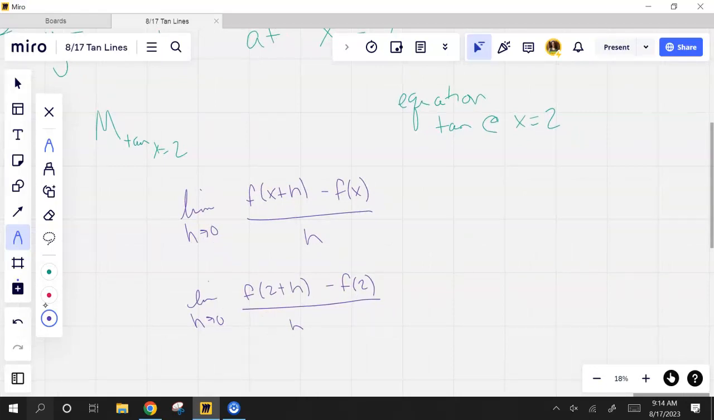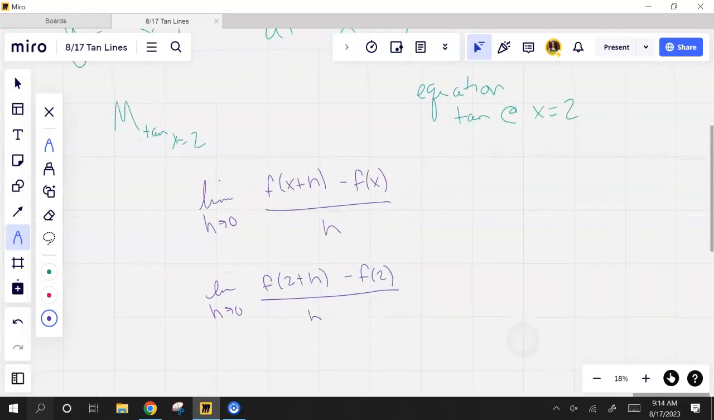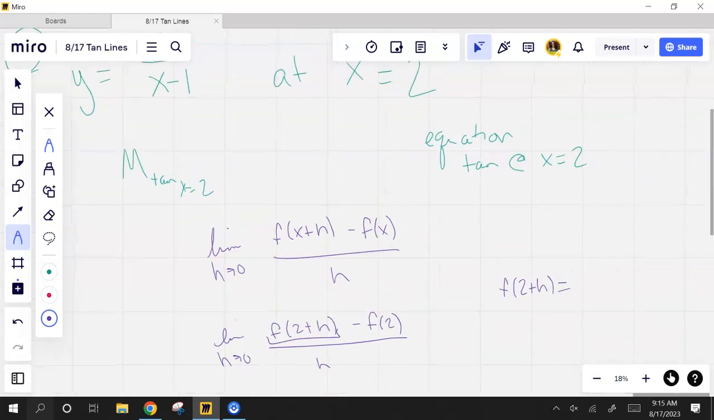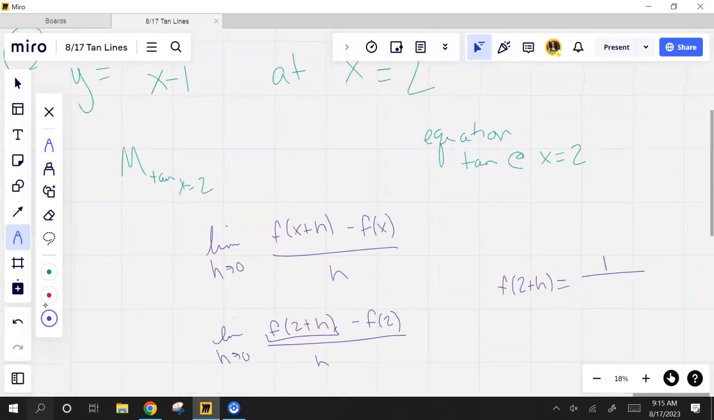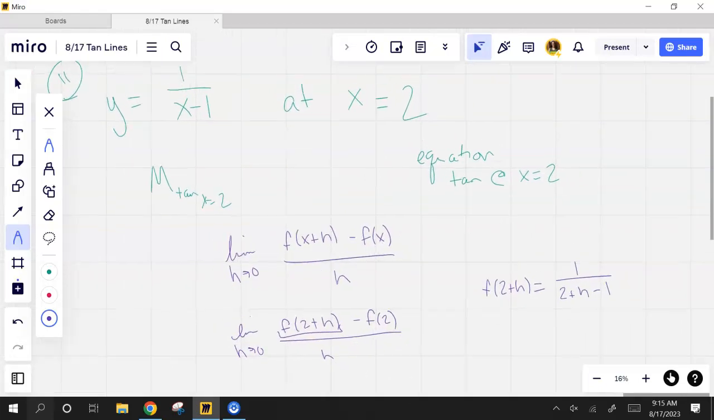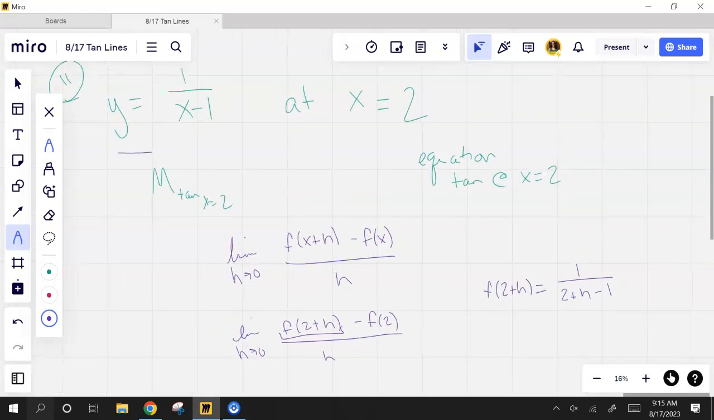I haven't yet. Right now this is how I do it. So right now what I want to do is, what is f of 2 plus h? Because that's what I need to know here. Well, f of 2 plus h is 1 over 2 plus h minus 1. Do you agree or disagree? Go back to your original equation, right? What is f of 2 plus h? Plug in a 2 plus h for x.